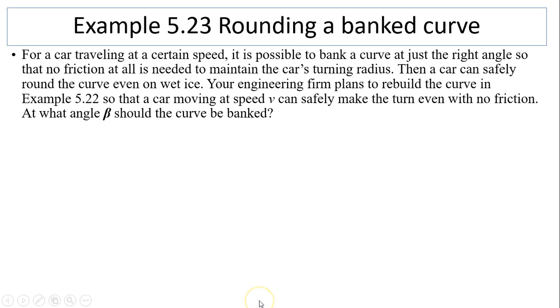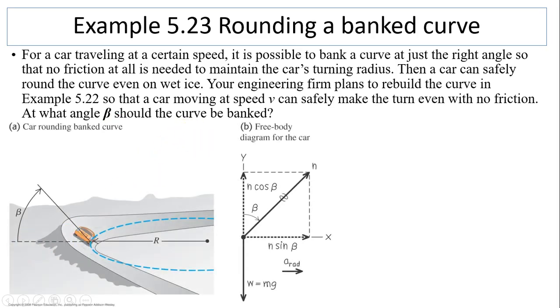Running a banked curve. For a car traveling at a certain speed, it is possible to bank the curve at just the right angle so that no friction at all is needed to maintain the car's turning radius. Even then the car can safely run a curve even on wet ice. So your engineering firm plans to rebuild the curve in the past example so that a car moving at speed V can still safely make a turn even with no friction. What angle beta should the curve be banked? So here's the situation of the banked curve. Here's the free body diagram.